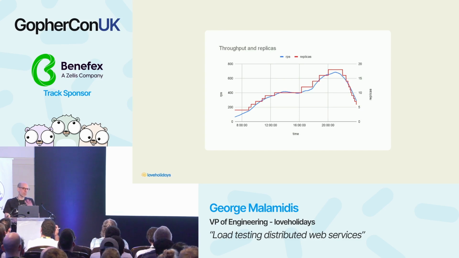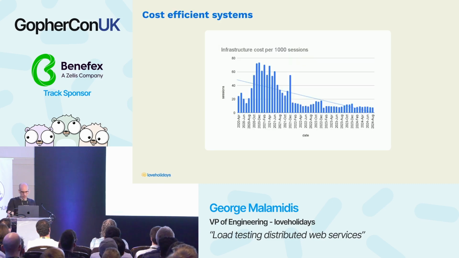So, I imagine a lot of people in this room, we use Kubernetes and we make use of Kubernetes horizontal pod autoscaler. So what you see in this graph, the blue line you've seen already, that's throughput during the day. The red line is the number of pods that we spin up based on, in this case, CPU load. So we only use the infrastructure that we need.